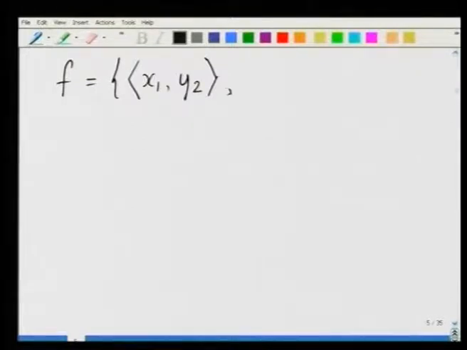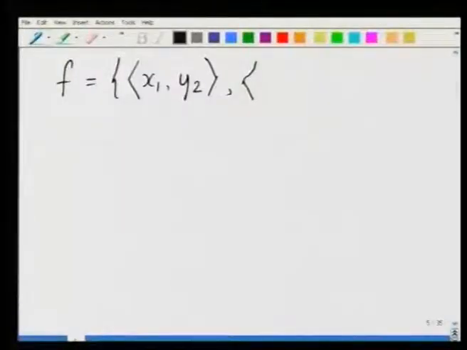You need to actually make another pair, because x2 has still not been dealt with, and every member of the set X has to appear in some pair, in exactly one pair. x1 is already taken care of. So, x2, what do I write here?